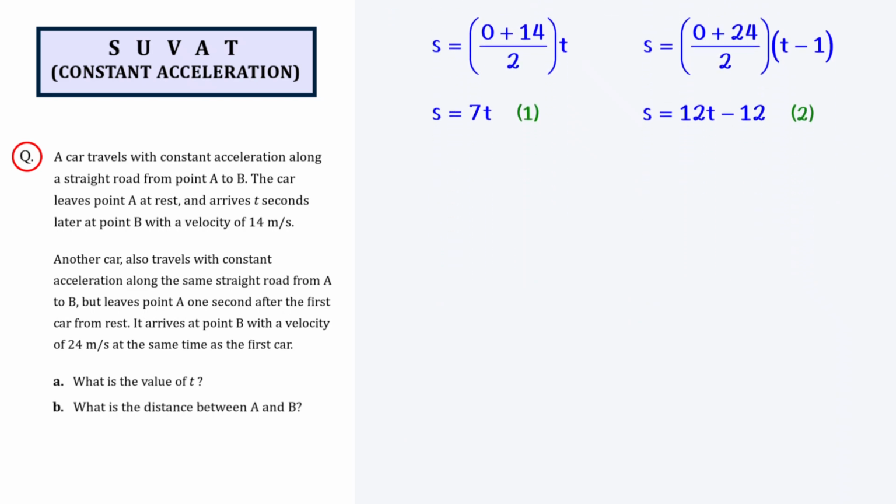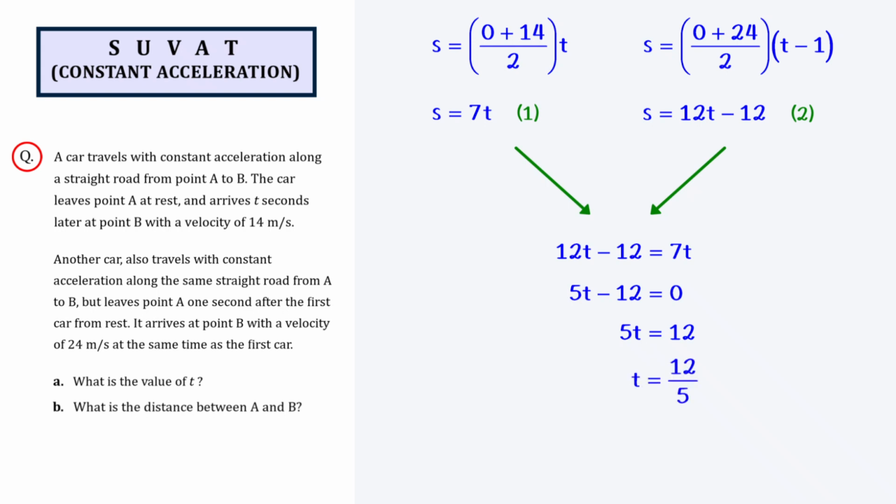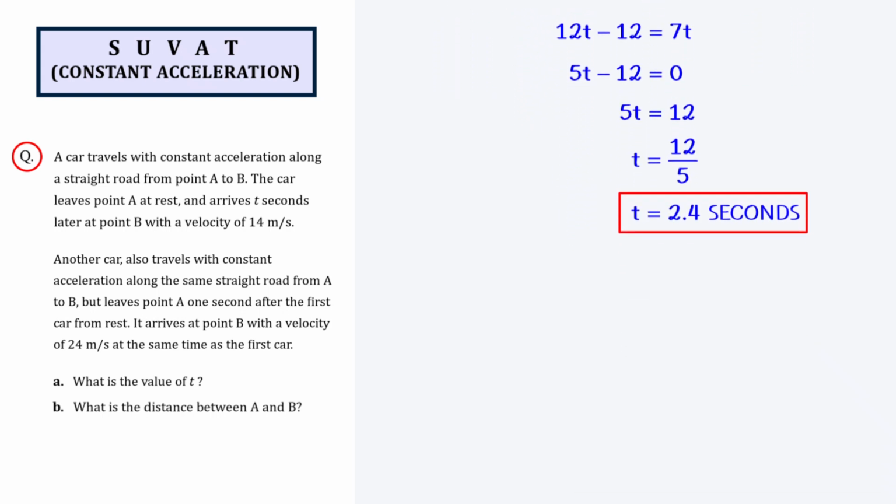So we now have 12t minus 12 is equal to 7t. And subtracting the 7t from both sides gives 5t minus 12 is equal to 0. And then adding 12 to both sides gives 5t is equal to 12. And finally, dividing both sides by 5 gives t is equal to 12 over 5, or 2.4 seconds. Okay, so that answers part A.